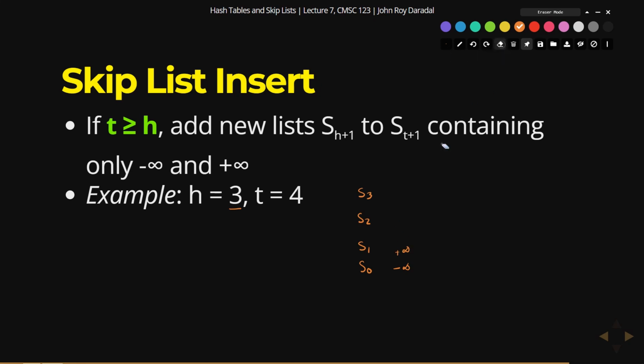This should be negative infinity also. So negative infinity here, and then positive infinities here, right? And then maybe there are towers here that are connected. Something like that. Okay, and then however, the new entry that you'll add has a randomized height of 4. So this is the new tower height.